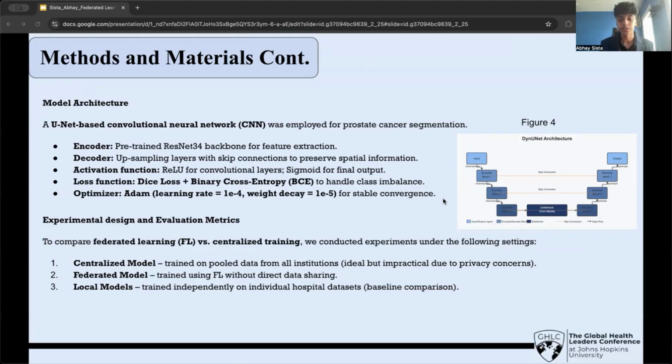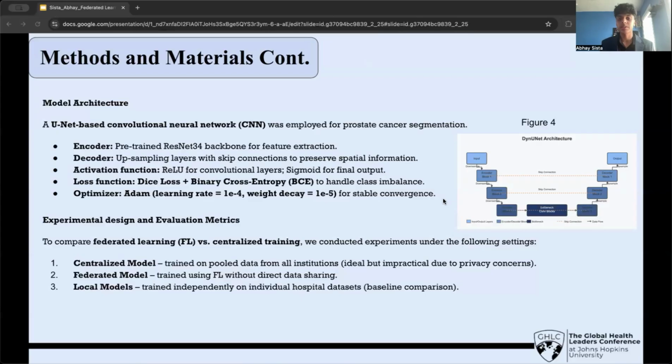I used ReLU as the activation function in hidden layers and sigmoid at the output to produce a binary segmentation map. Since there was a major class imbalance, with tumors being very small compared to the full prostate, I used a combination of Dice loss and binary cross entropy to optimize the model. For optimization, I used Adam with a learning rate of 1e-4 and a small weight decay.